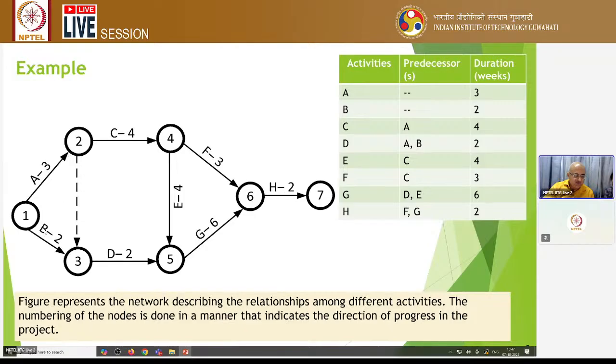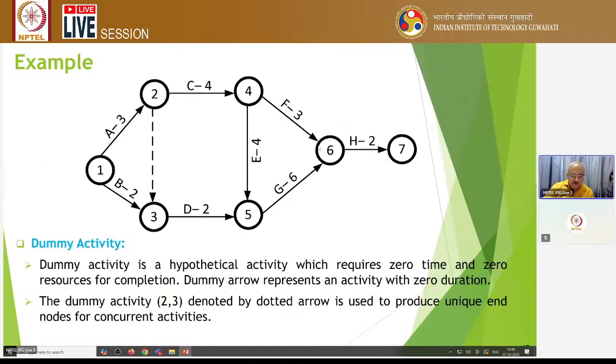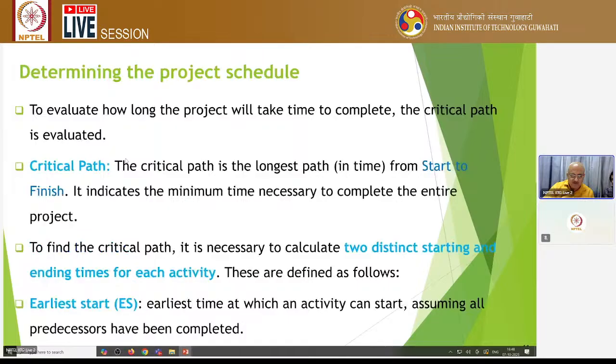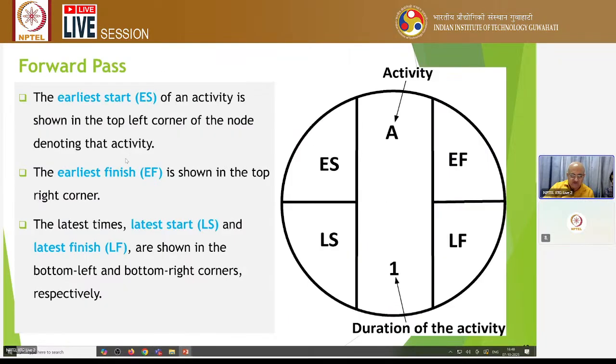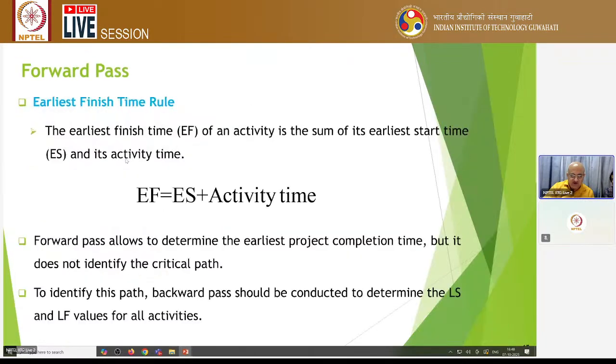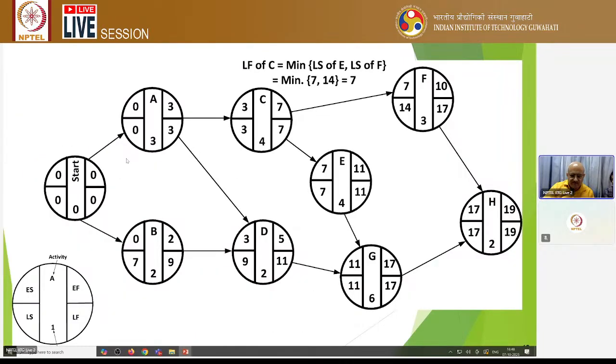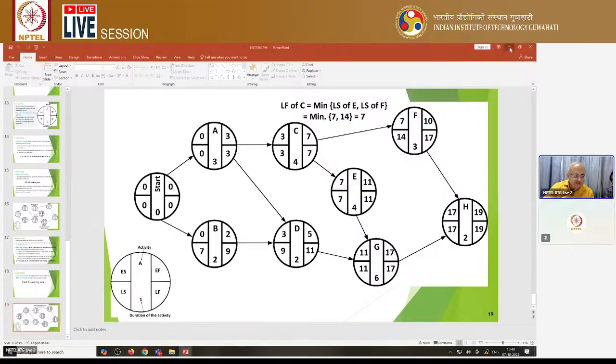Suppose D can start only when B is complete. This is indicated here, but if I join A here, then it will be the same node. That's why we put a dummy activity, and then C can be done. And then we find out, using the backward pass and forward pass methods, how much time it will take. So this we have already discussed.